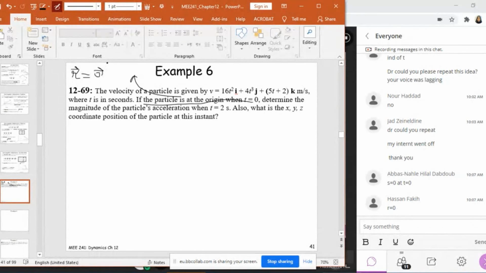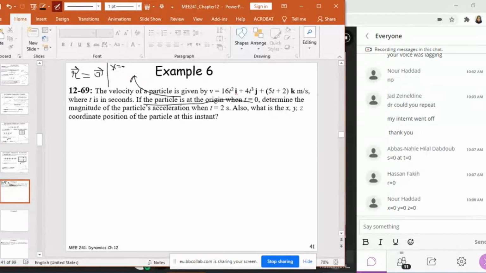And this implies what? If r in vector form is equal to 0 at t is equal to 0, this implies what, guys? Quickly. What about x, y, z? If the vector is equal to 0, then all the components of this vector should be equal to 0. x is equal to 0 at t is equal to 0. And this is a very important note, guys, all right? I cannot solve the problem unless I know x, y, and z. y is equal to 0, and z is equal to 0, at t is equal to 0. Right? So I'm going to call this r0 so that you know that this is at t is equal to 0: x0, y0, and z0.